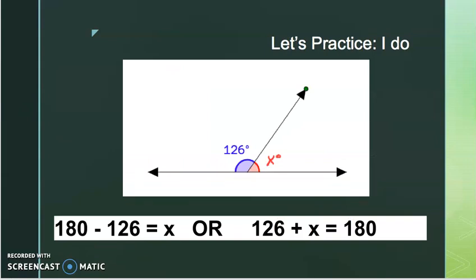So when we look at this, we know that it is a straight angle, and we can see that right here. Oops, let me get a different color. See that right here. We have this right angle, and we know that we have a straight angle, and we know that straight angles are 180 degrees. So if we do an equation with an unknown, we could do 180 minus 126 equals x, or we could do 126 plus x equals 180. Whichever equation we choose to do, we're going to find out that x is going to equal 54 degrees.